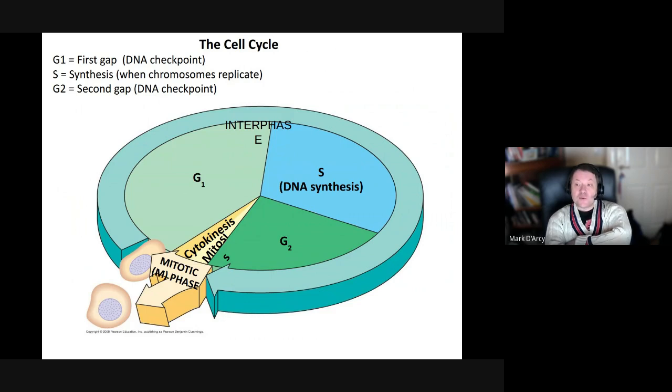Human cell has 46 chromosomes, 2 sets of 23. We refer to this as diploid or 2N. In S phase, we'll replicate all these chromosomes. So we will become 4N. So 46 chromosomes will become 92.